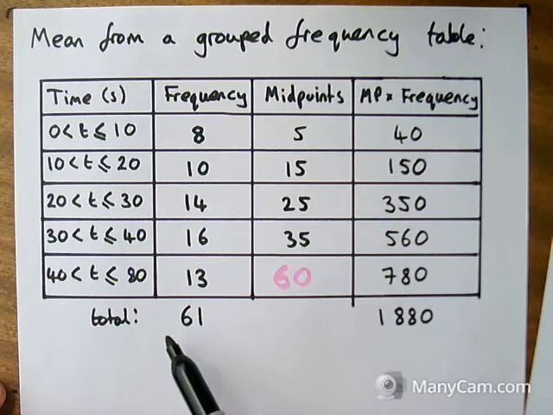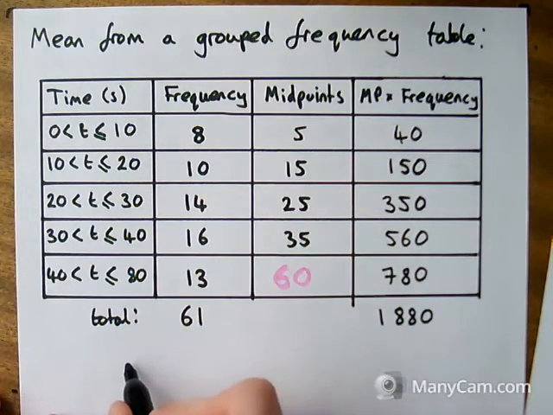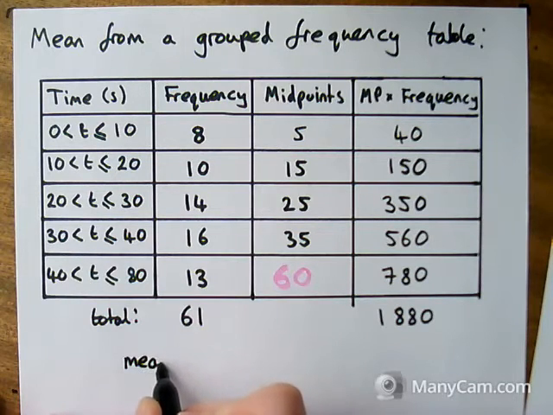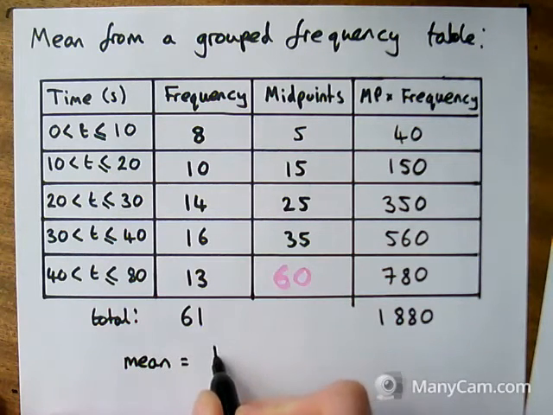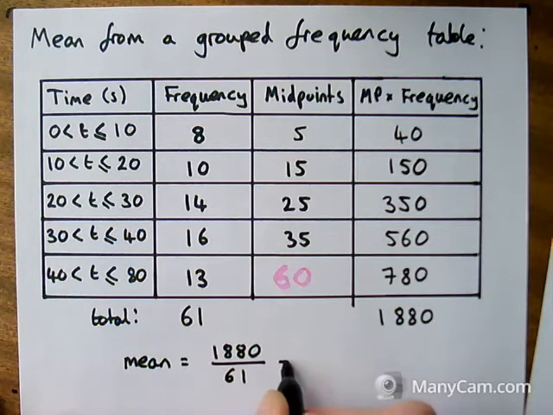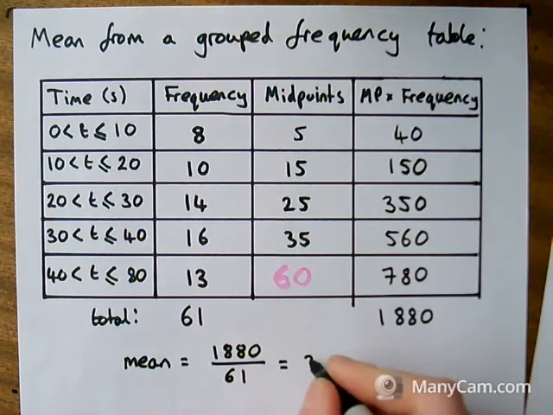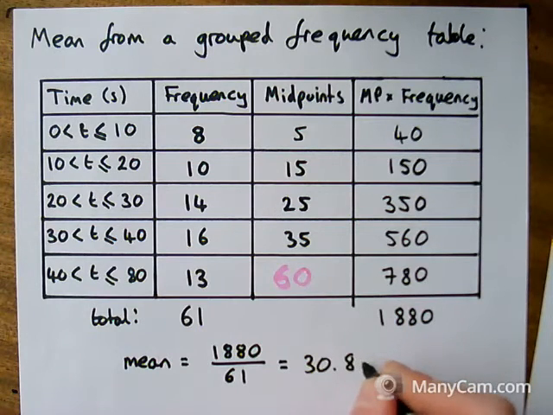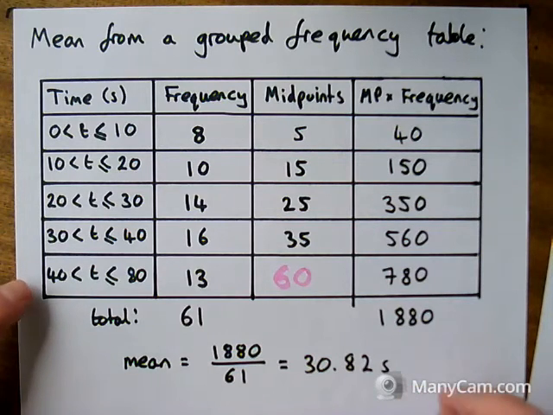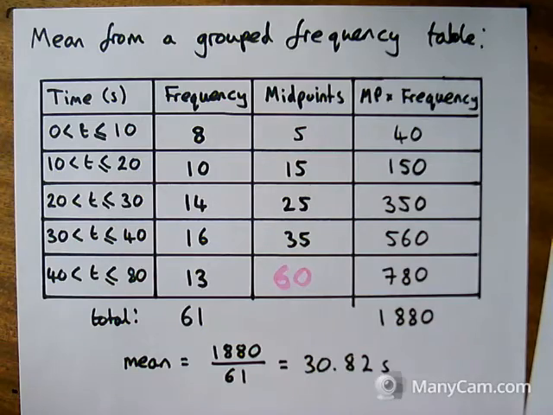So now I've got my total, and I've got how many we've got. So I'm going to do my total divided by how many we've got. So my mean is 1,880 divided by 61, which gives me 30.82 when I round it to 2 decimal places. So my mean from this frequency table is 30.82 seconds.